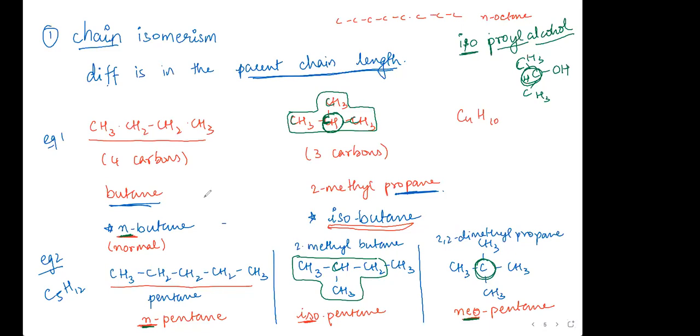That was chain isomerism. You could see that the difference is in the basic length of the chain itself. Yeah, 5, 4, 3 carbon atoms. 4 carbon atoms, 3 carbon atoms. The next one is position isomerism.